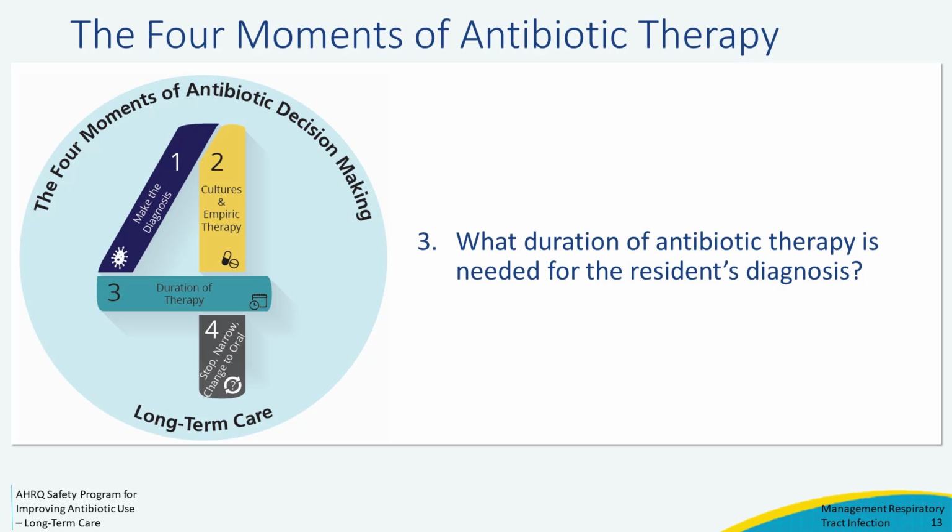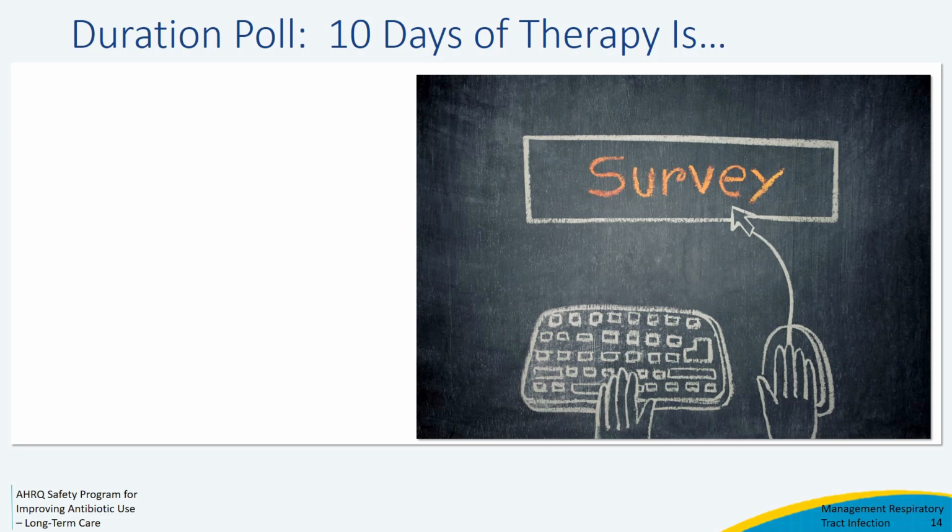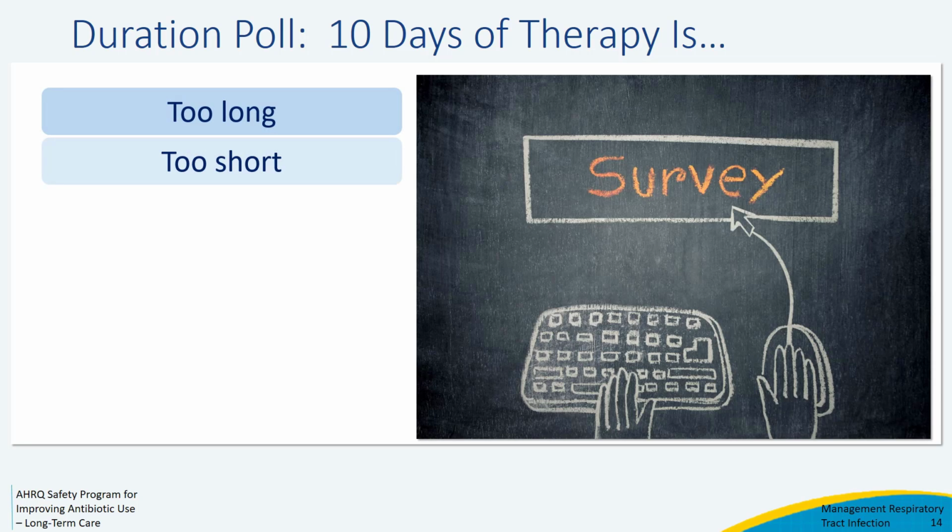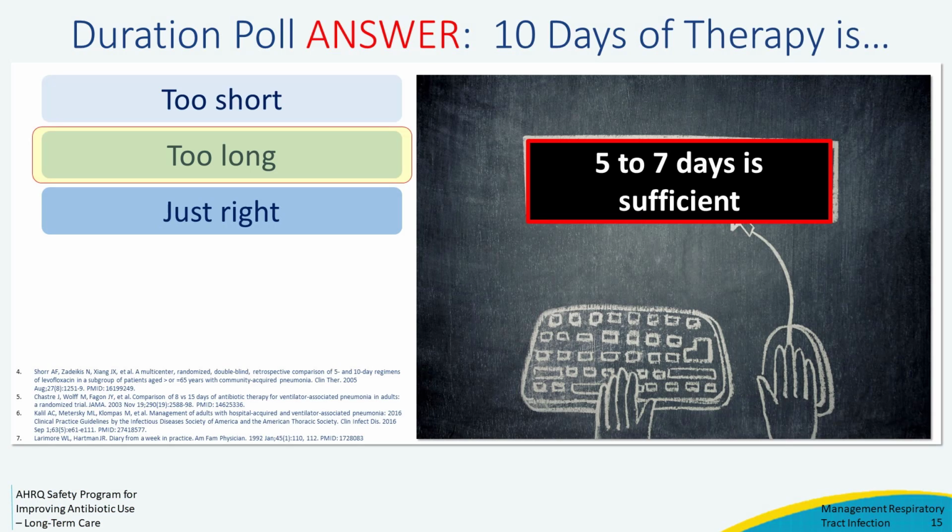What duration of antibiotic therapy is needed for the resident's diagnosis? Let's address the duration the on-call provider chose. We can take a poll here, and please think about your answer. Is 10 days of therapy A, too long, B, too short, or C, just right? We recommend a 5 to 7 day course of antibiotics for residents with suspected pneumonia.